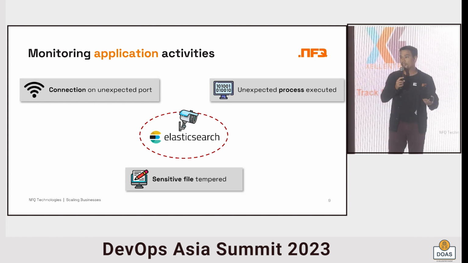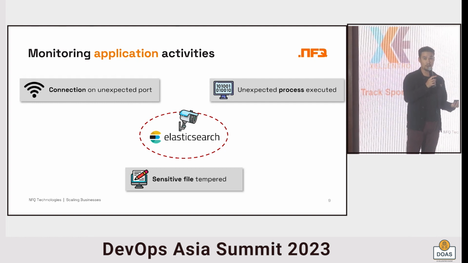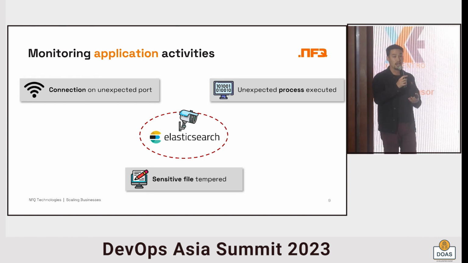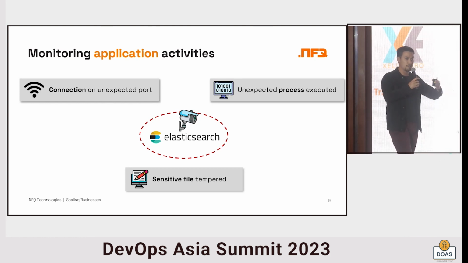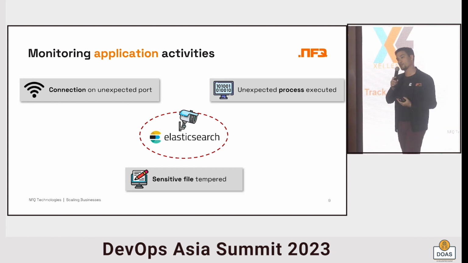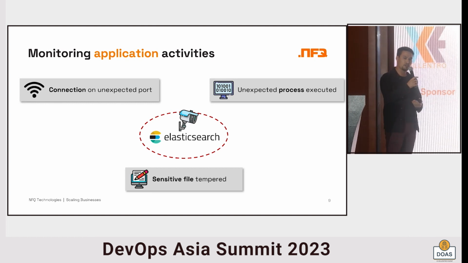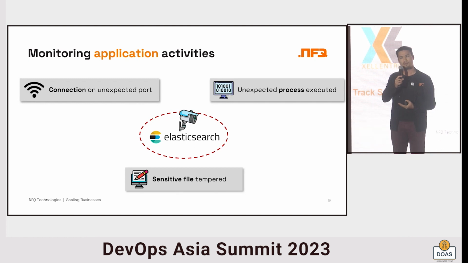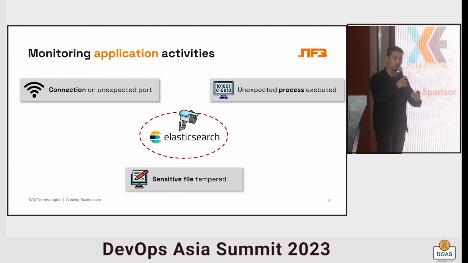If I am running Elasticsearch, for example, and suddenly I have an exotic port that is open, for example, 60,000, I would like to be alerted because I know that by default, Elasticsearch has a set of common ports. So it should never happen that suddenly I have an exotic port that is exposed. Or if a process is executed, Elasticsearch runs in Java, if suddenly I have a Python process, something really weird is happening inside my container, I would like to be alerted.